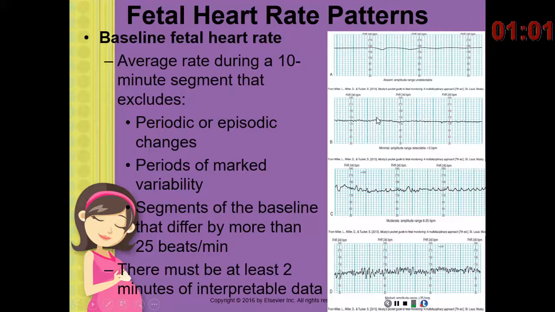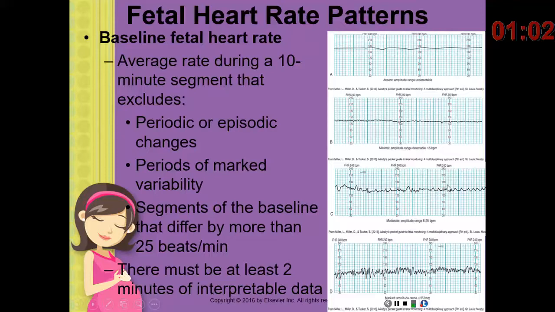Okay. B, it's a little bumpier, but it still doesn't have any accelerations, because remember, what's an acceleration? It goes up by 15 beats per minute and it lasts at least 15 seconds. And each one of these little squares is 10 seconds. So that's how we count that. All right. This is a normal variability. I would say this is minimal and this is moderate variability, but this is the kind of variability that we like to see.